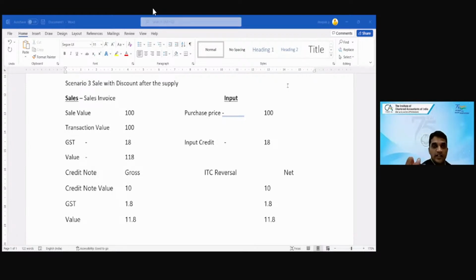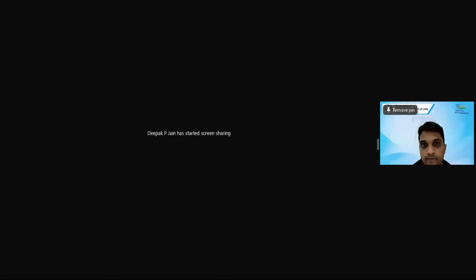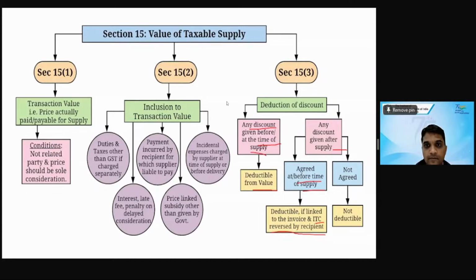Correct. So I have given him initial ITC of 18 rupees. Now I'm giving him a credit of 1.8. Now this 1.8 he will have to reduce. Once he reduces it, then I can pay net of taxes, which means I can claim the benefit of 1 rupee 80 paisa back. Clear? So this is the discount given and the treatment of it.